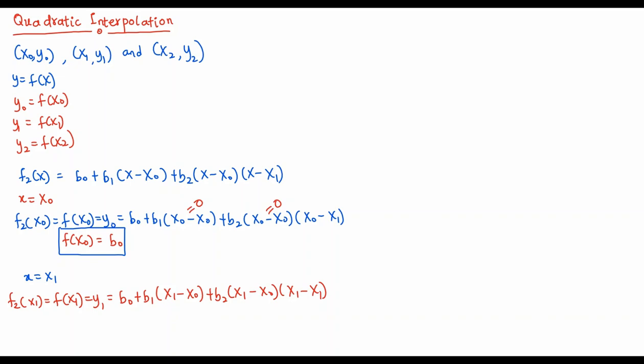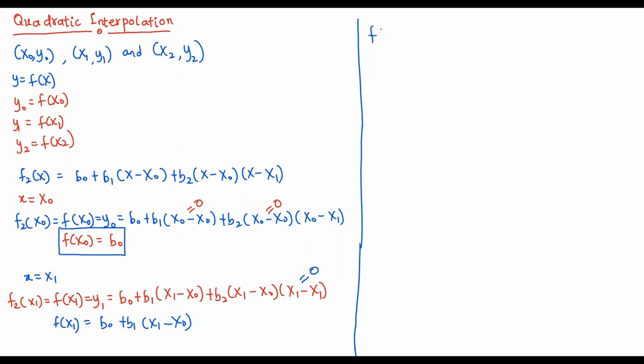Okay, this is what we are going to have. Let's look at what will happen. At this point we can clearly see that this will be equal to 0, right? So for that reason we are going to have f of x1 equal to b naught plus b1 multiplying x1 minus x naught, right? So what we do is make b1 the subject. Let's continue from here. Let's look at that.